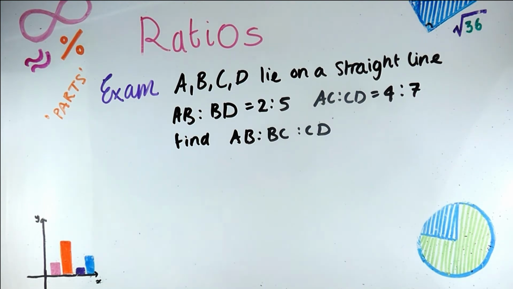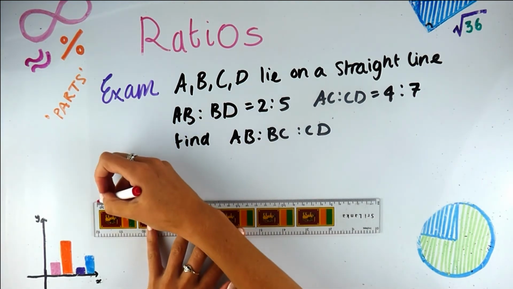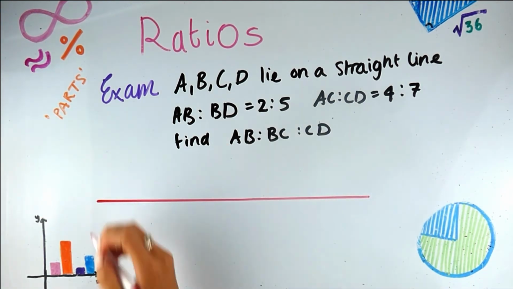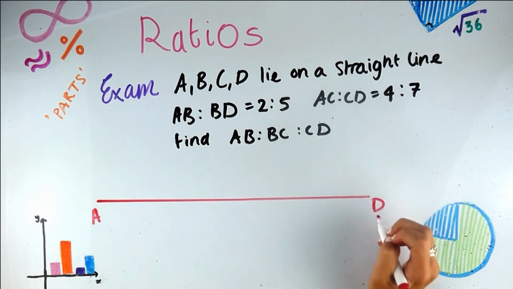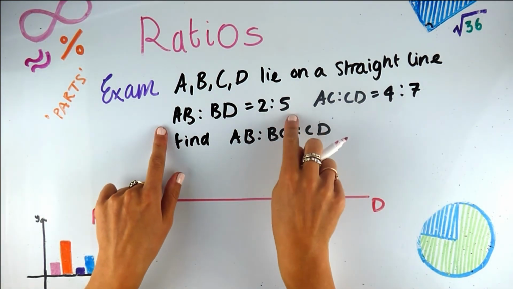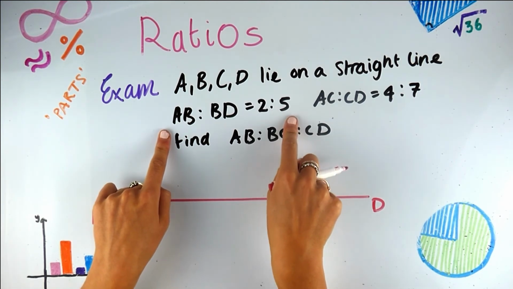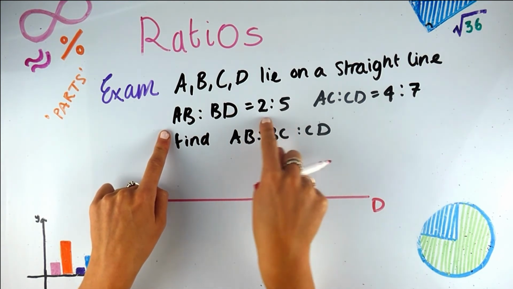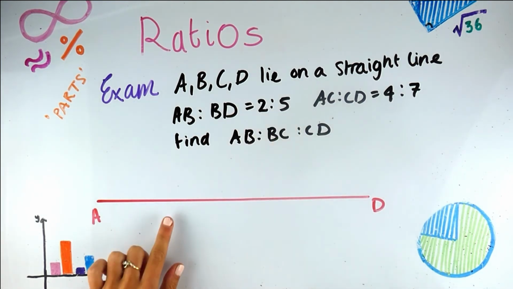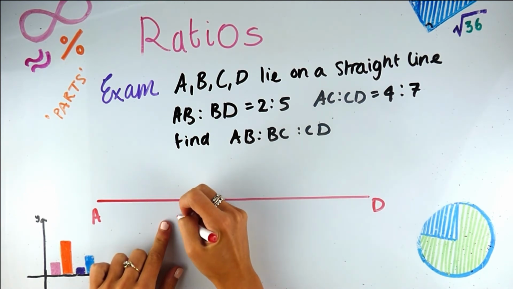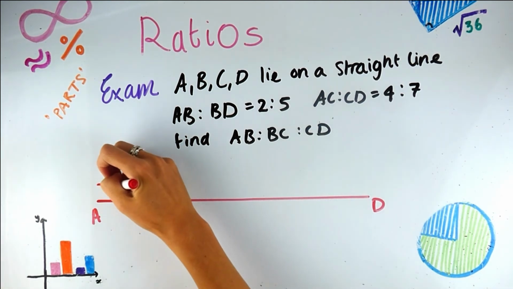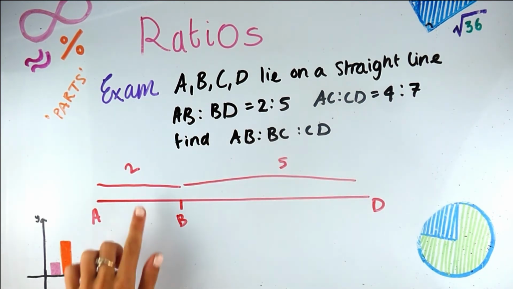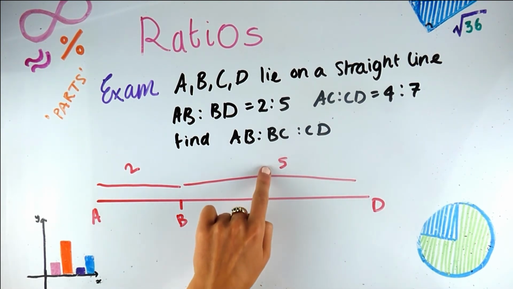So it says straight line, so we're just going to draw a sketch because there's no way we're doing this without a sketch. Okay, so A, B, C, D. So we'll put A here, and we know that D is at the end. We're just going to focus on this piece of information first. So AB to BD is in the ratio 2 to 5. So we need to stick a B on here, which is kind of sensibly in this ratio. So if I put B about here, I can call this 2, and I can call this 5, because A to B is 2, B to D is 5.